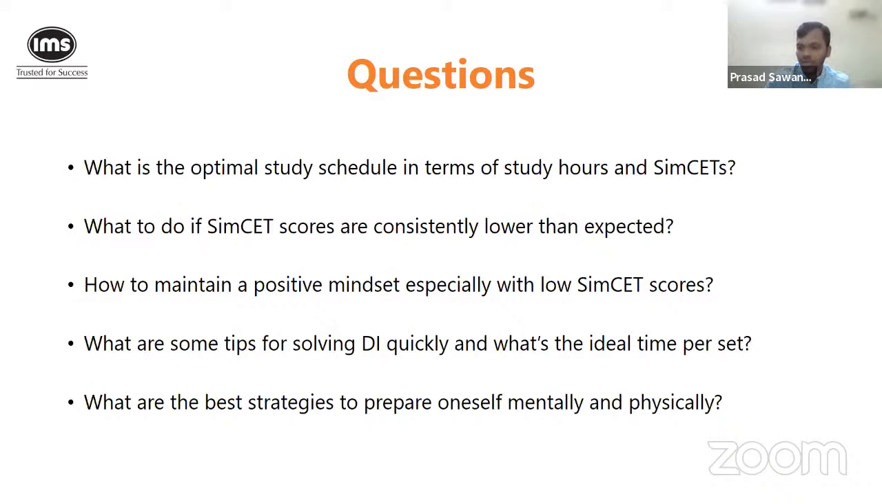Not able to score even 100 in SimCETs, max 95. It's okay. See, again, content, speed, accuracy. There are three parts to it. Figure out where the gaps are, what are these topics, why you're not able to solve, and you will find an answer to it. See, if we sit with a problem for a long period of time, we will find the answer.